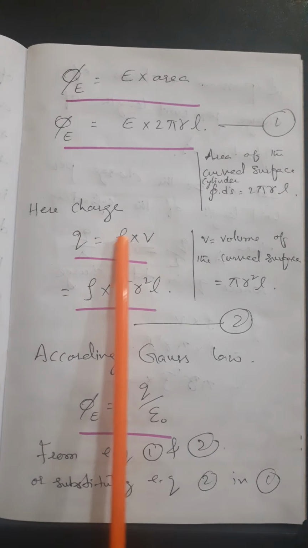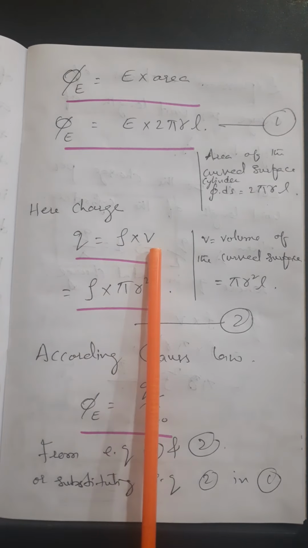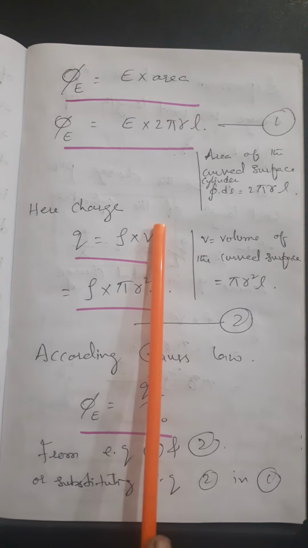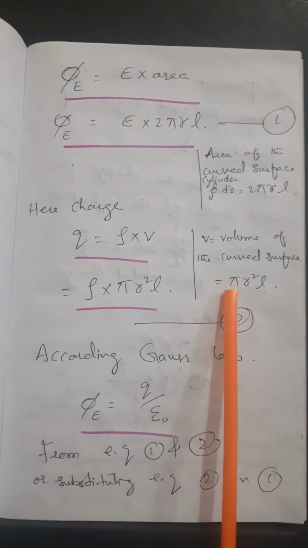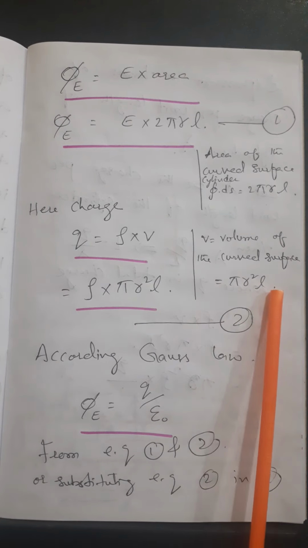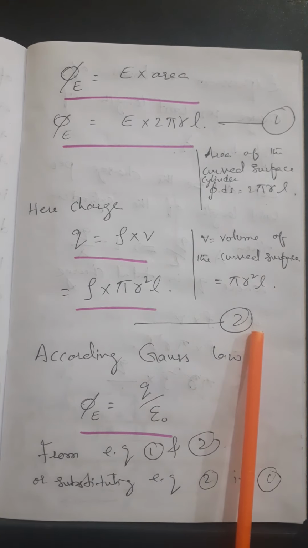Now here the charge is what? Q is equal to rho into V, we know this. Here V is the volume of the cylinder, which can be written as pi R square L. Let us take that as equation number 2.